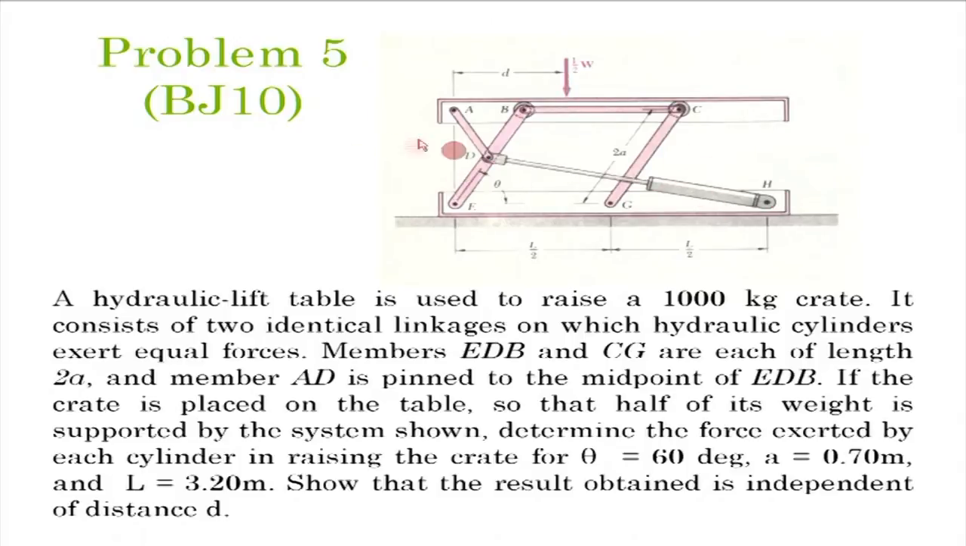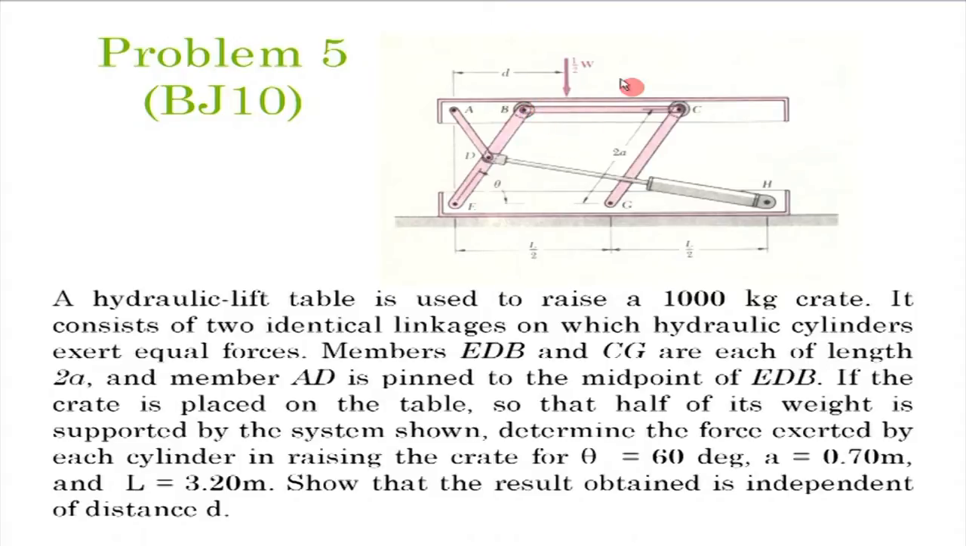And the presence of this hydraulic cylinder is essentially making this member EB not to be a two force member. If there were no DH, then this becomes a two force member. Why? Because AD is also 0. But in the presence of DH, this is no longer a two force member, and this member now can exert a force both along BE and perpendicular to BE at joint B.